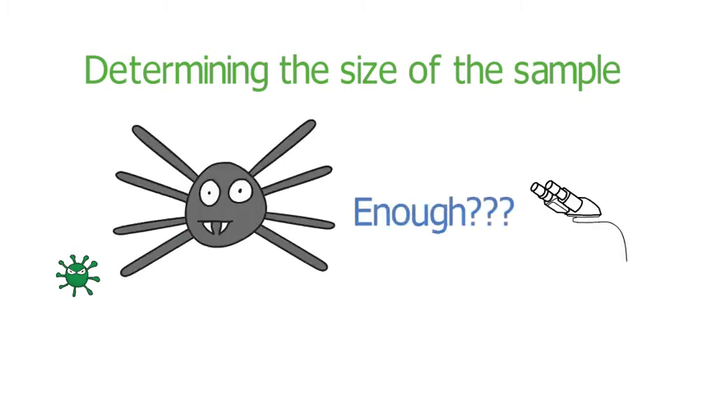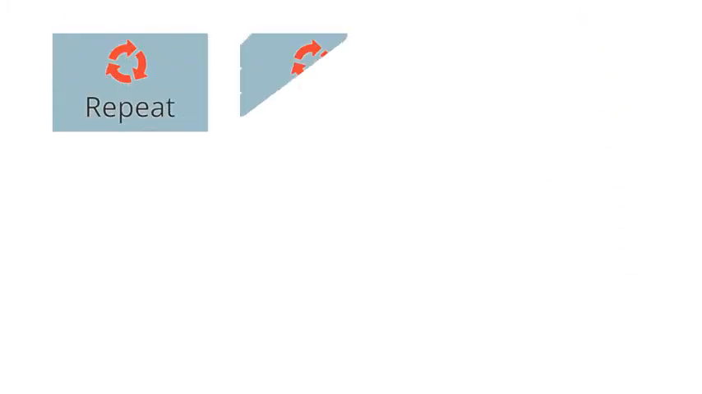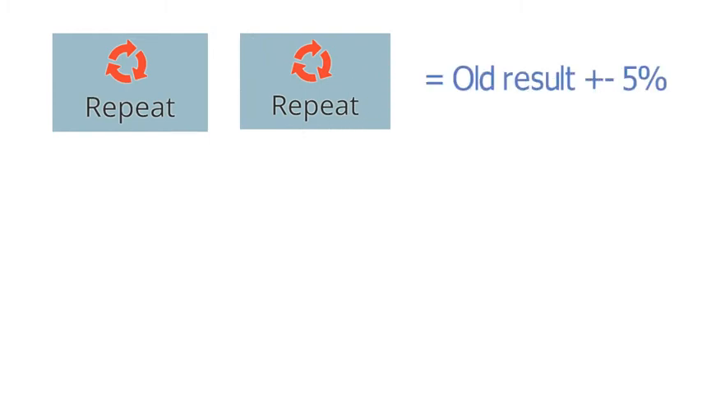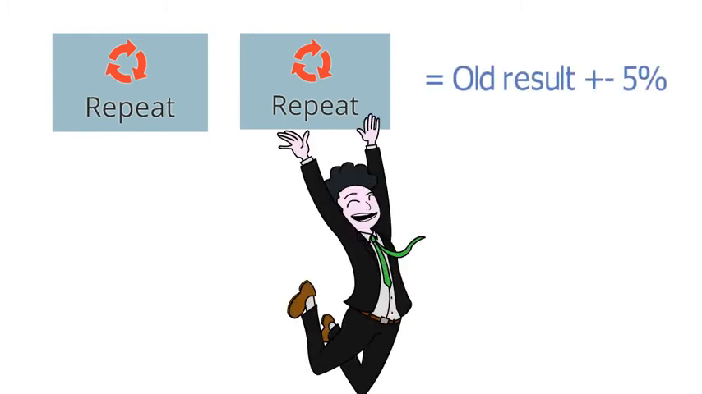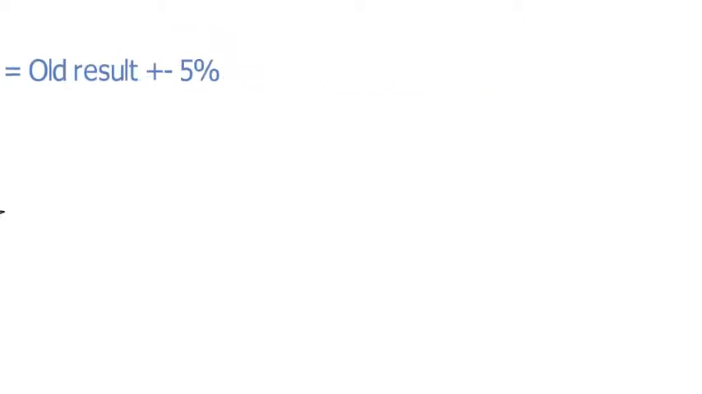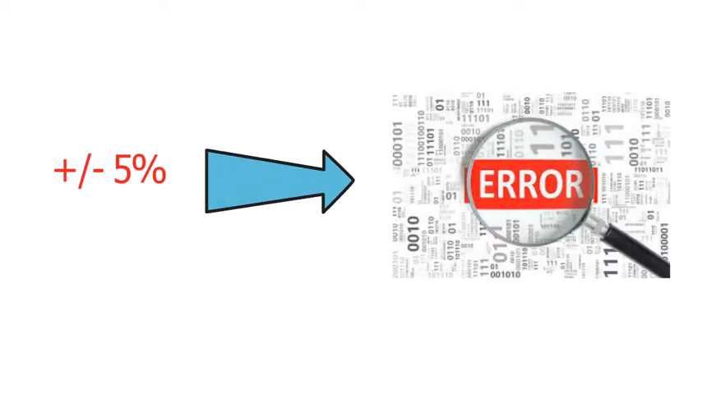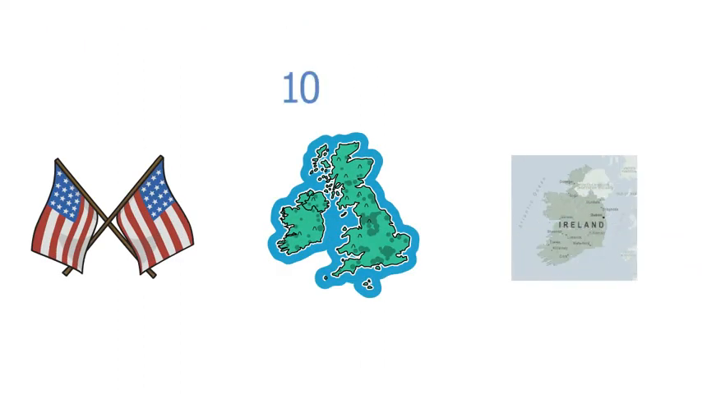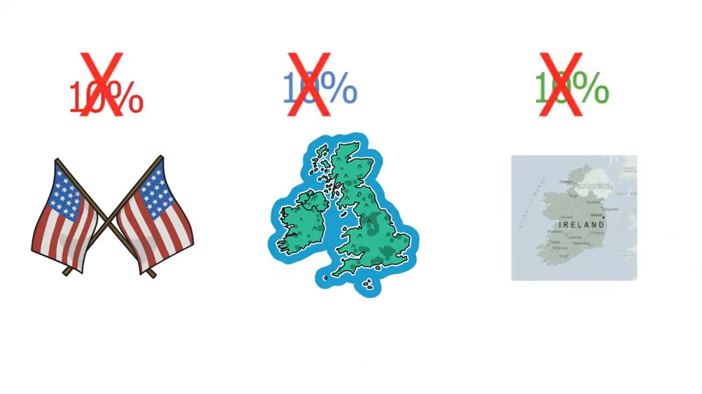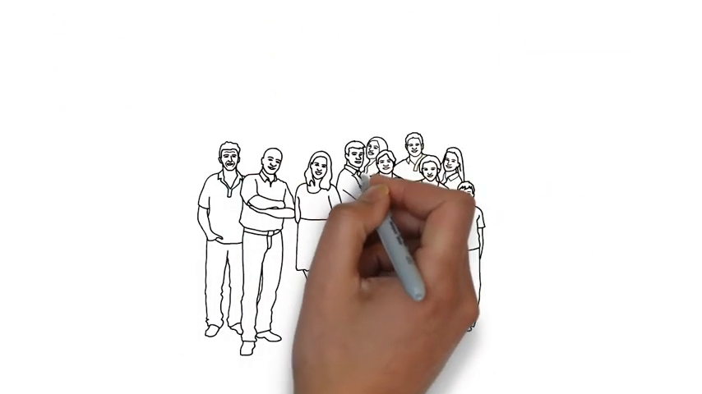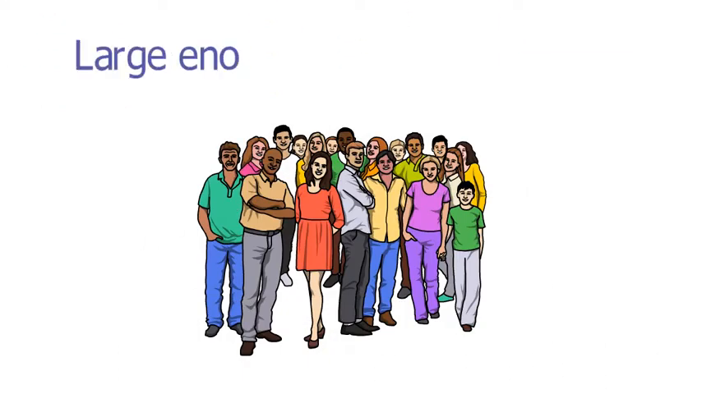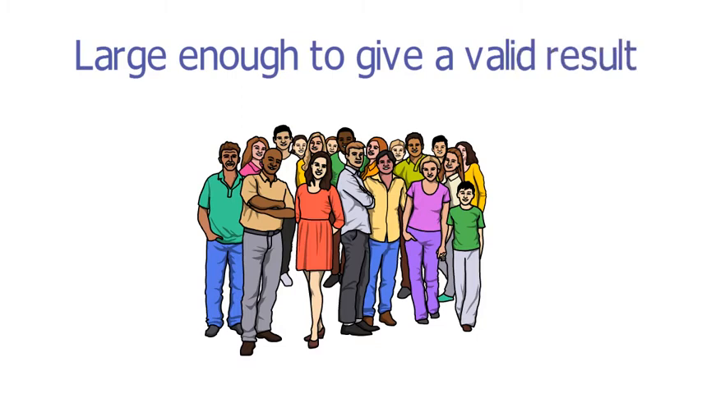Determining the size of the sample. How big should the sample be in order to be accurate? Most researchers show that plus or minus 5% would give the same result if they repeated the survey. Working on this assumption that plus or minus 5% is a reasonable level of error, we are not going to take 10% samples of each of these audiences. What we need is a sufficiently large sample to give a valid result.